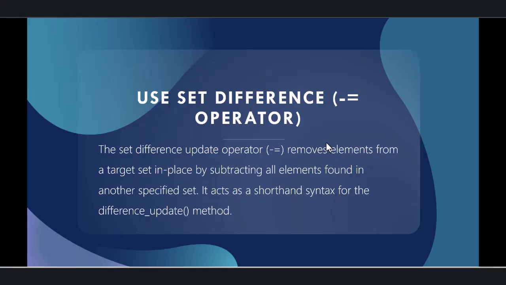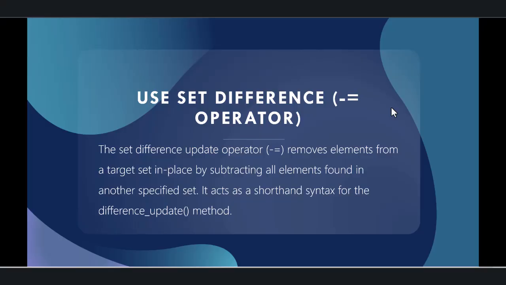Now we'll see how to use the set difference update operator. The set difference update operator removes elements from a target set in place by subtracting all elements found in another specified set. It acts as a shorthand syntax for the difference_update method. By using this operator, we will modify the target set in place, which means in the same variable which contains the original set, in the same place we will make the changes.